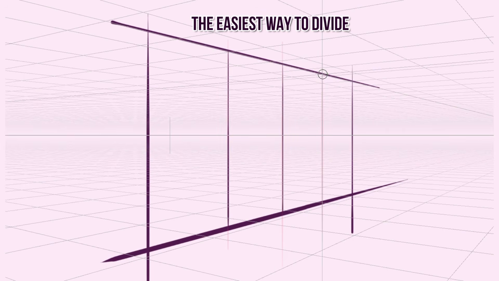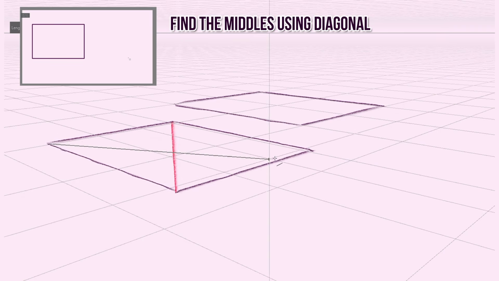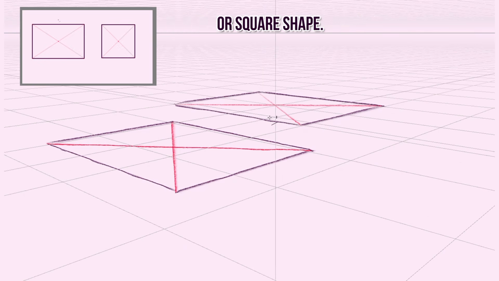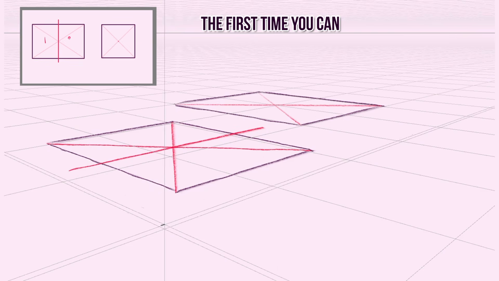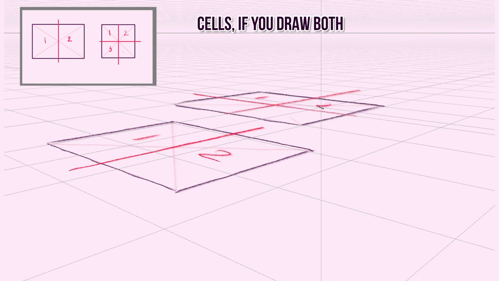Let's go. The easiest way to divide something in perspective is to find the middles using a diagonal cross. This works with any rectangular or square shape. The first time you can get 2 halves, or 4 cells, if you draw both middles.